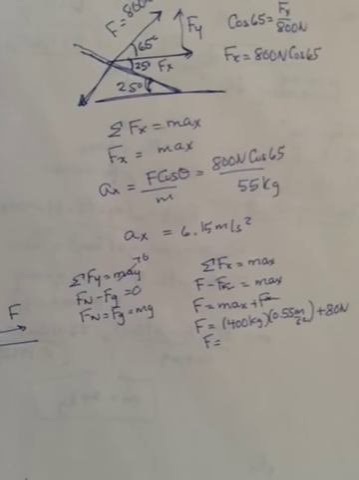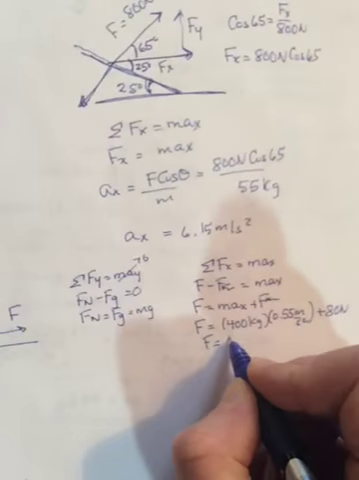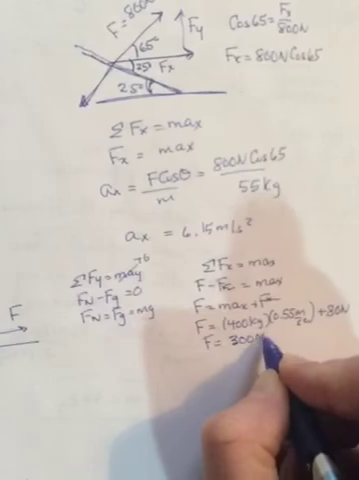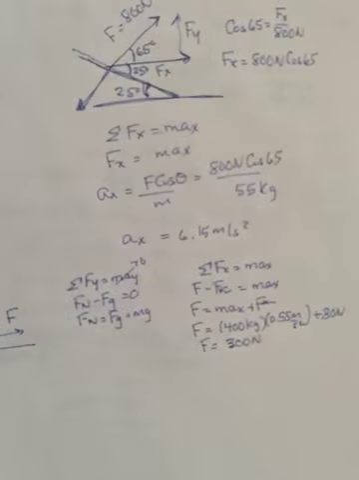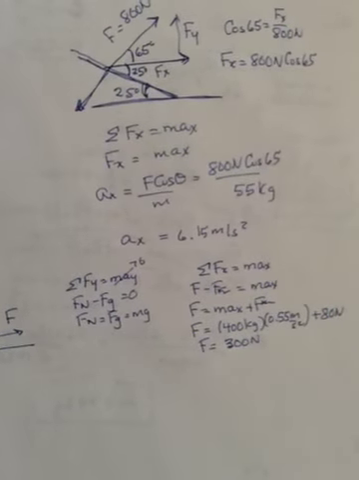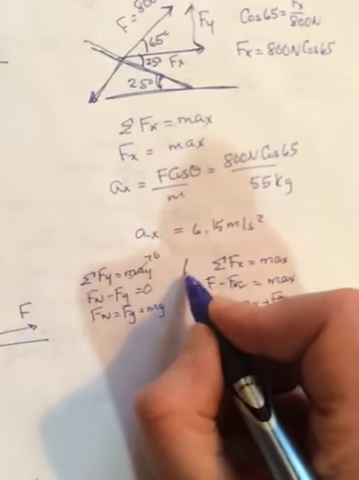So F is equal to 400 times 0.55 plus 80. So you get a nice pretty number of 300 newtons, I hope. Yeah, that's even what I tell you. Okay, so that's part A.